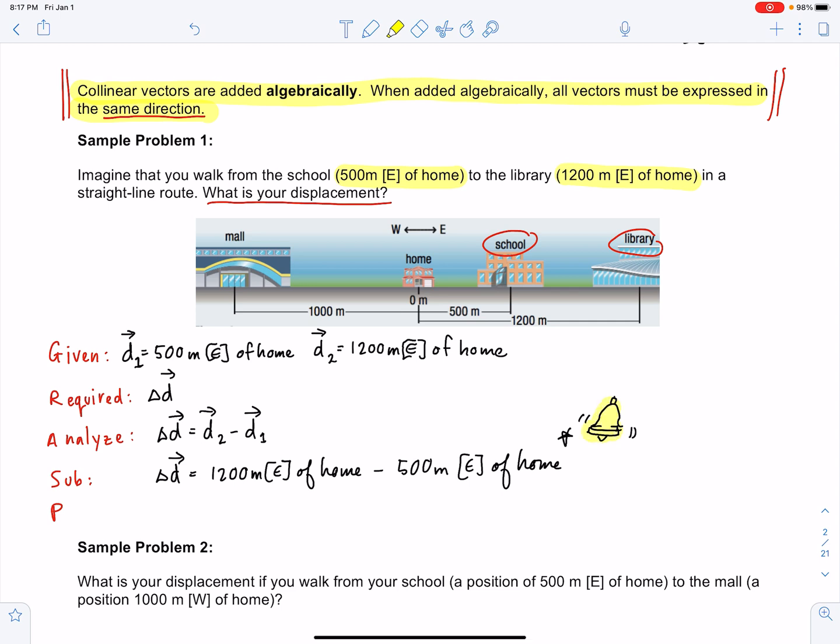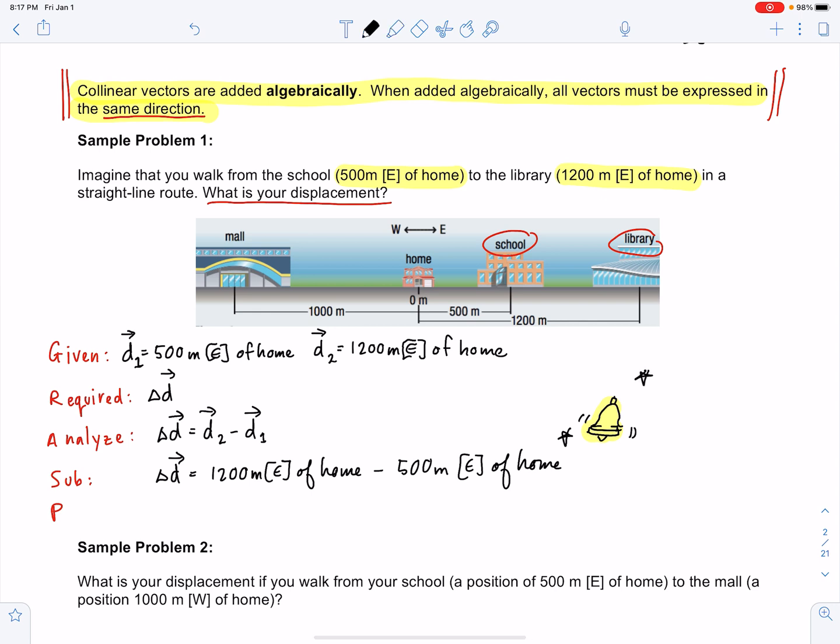Number 1, this question contains vectors. Are these vectors in this equation collinear or non-collinear? The answer is they're both in the east direction, so they are collinear. The second part. So let's just write those down.